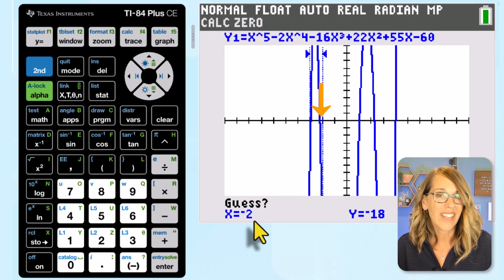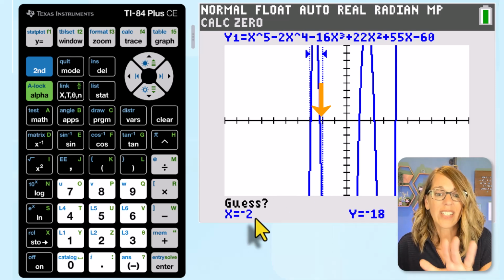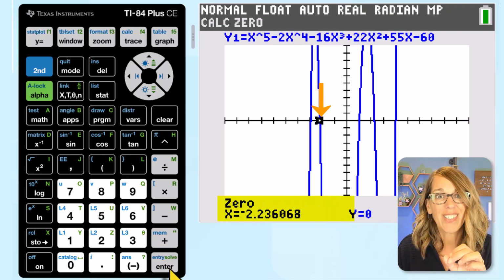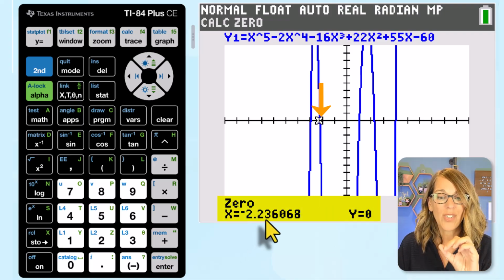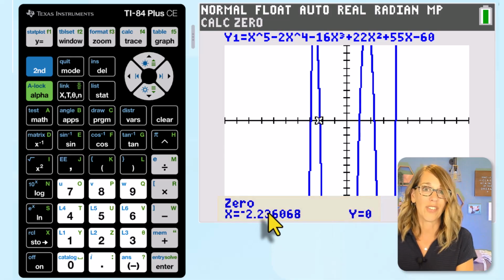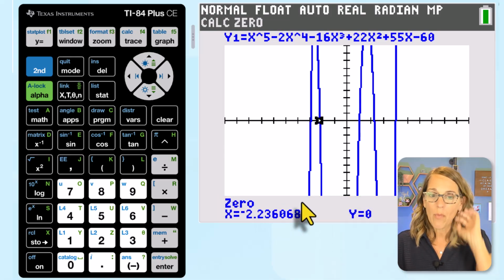It's asking for a guess. I just skip by the guess. I just leave my cursor where it's at and hit enter. And there's my 0. So it's at negative 2.236 approximately. This one happens to be an irrational 0. Okay, but we've got one more.